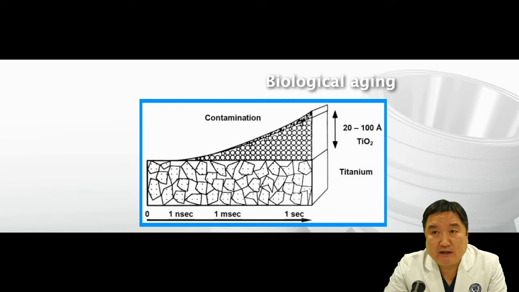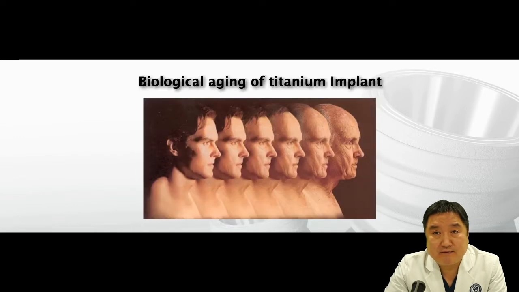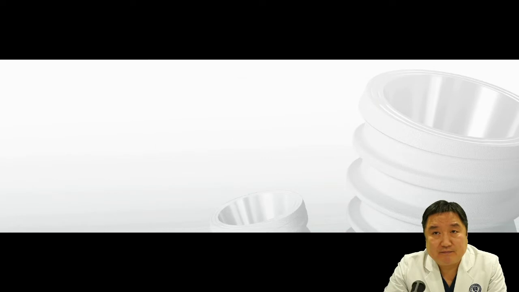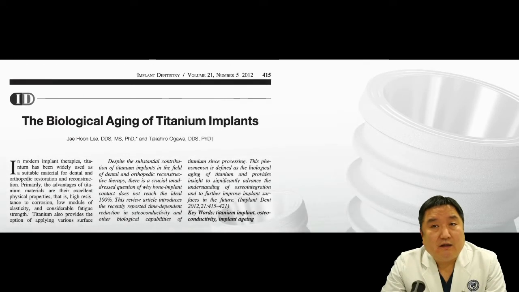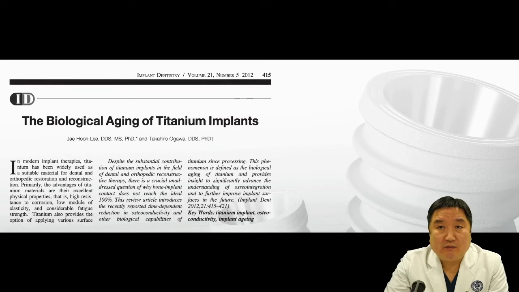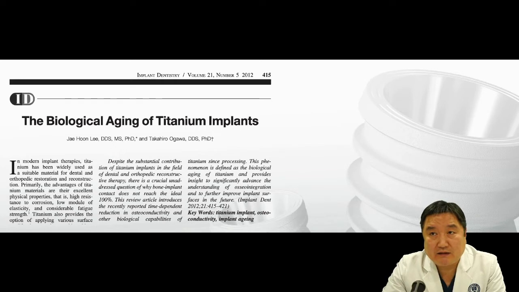Again, when the oxide layer gets contaminated, its bioconductive properties will be degraded. Because its bioactivity is diminishing for the cells and cell proteins, we call that biologic aging of the titanium implant. In 2013 or 2012, Dr. Ogawa at UCLA and myself studied and gathered information about the biological aging of titanium and published it.